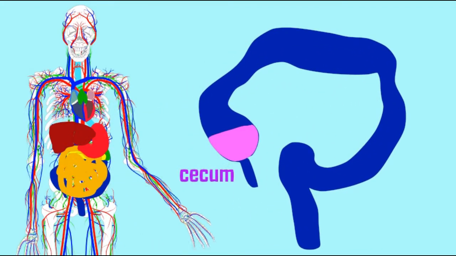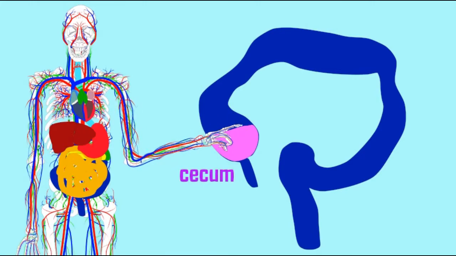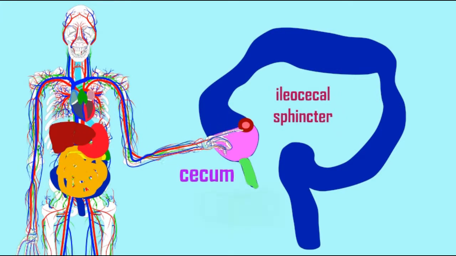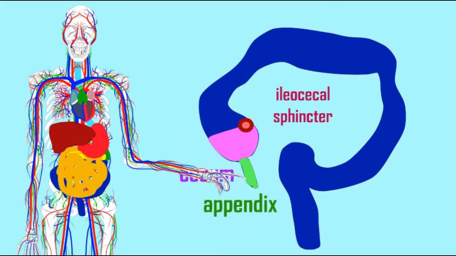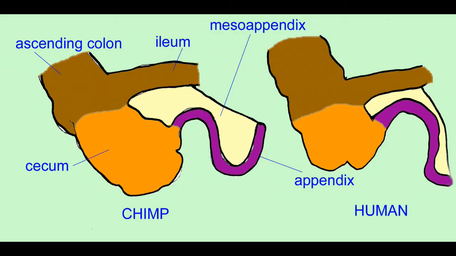In humans, a portion of the ancestral cecum has been reduced to the point where it no longer serves a digestive function and forms the vermiform appendix, vermiform meaning worm-like. The human appendix contains tissue of the immune system.